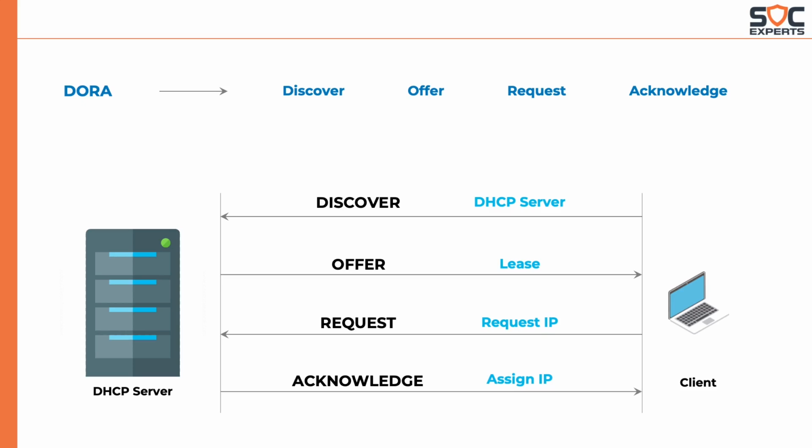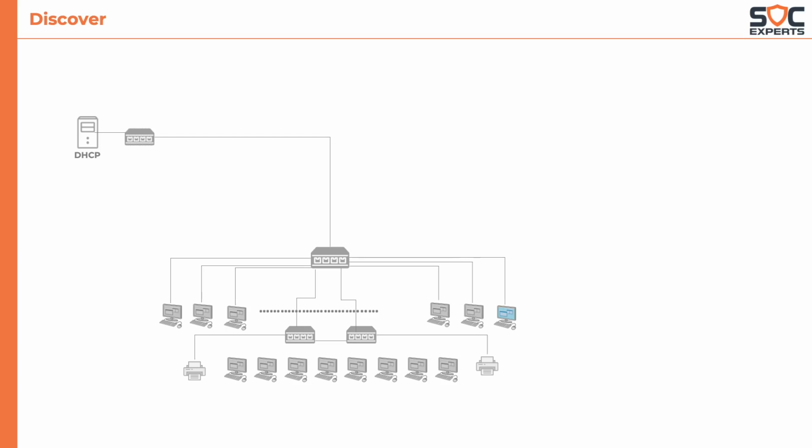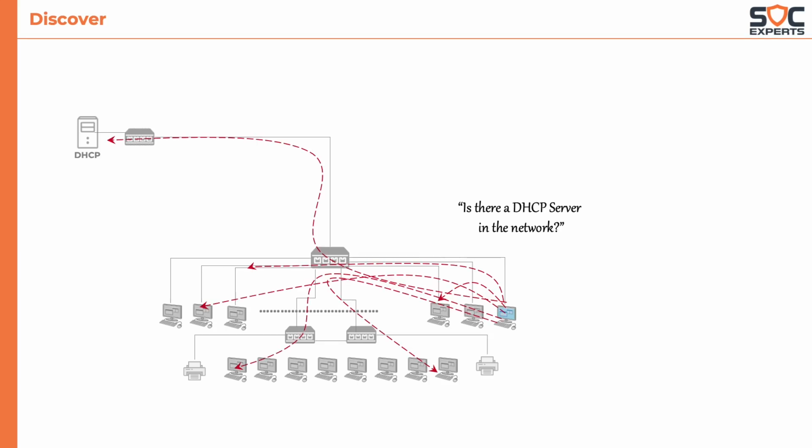Let's look at this process a little closer. Consider this network with a few clients and a DHCP server. When a client is switched on, it starts looking for a DHCP server. Because it does not know the IP address of the DHCP server, it will send this discover message to every computer in the network. This process of sending packets to all the computers in a network is called broadcasting. 255.255.255.255 is the broadcast IP address.